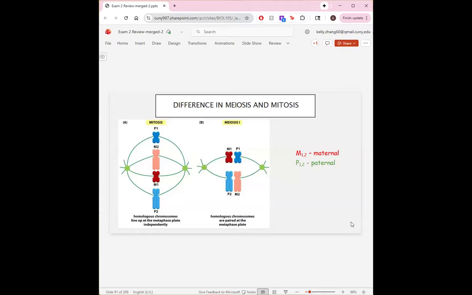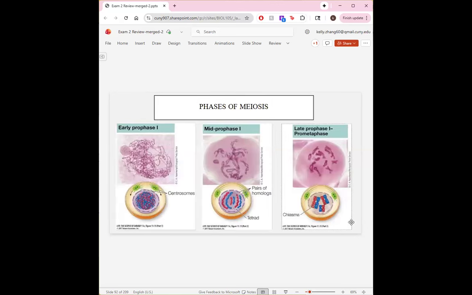So DNA replication only occurs once, though. Even though there are two nuclear divisions, DNA replication only occurs once. And again, the products are different from the parent cell and from each other. Meiosis, like I said, occurs in two separate nuclear divisions. The first one is meiosis 1, and the second one is meiosis 2. And on the slide, this is all part of meiosis 1.